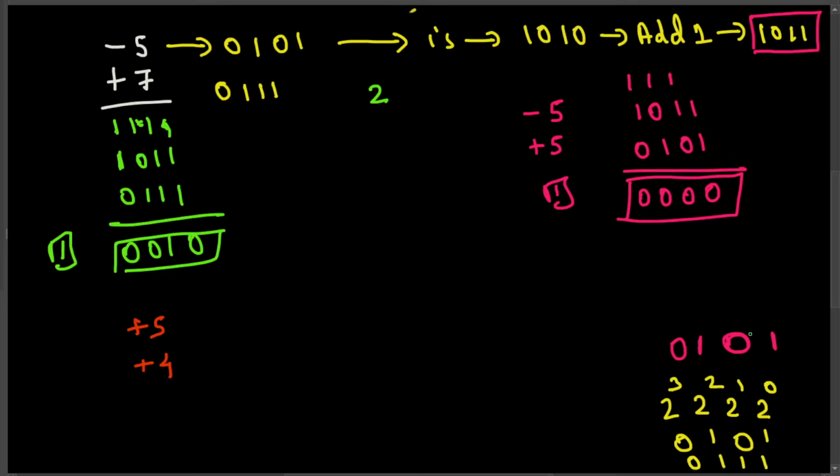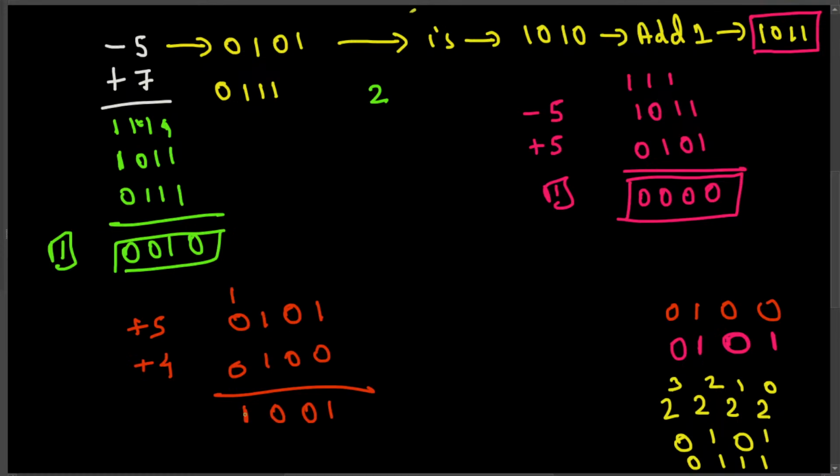So 5 converted into binary is 0 1 0 1, and then 4 converted into binary is basically 1 here, and the others are 0. So that is 0 1 0 0. And if you add these two together, you're going to get 1 0, and here 1 plus 1 is 0, and a carry 1, that's going to be here. And we don't have any carry here, so you're getting 9 if you plug it in.